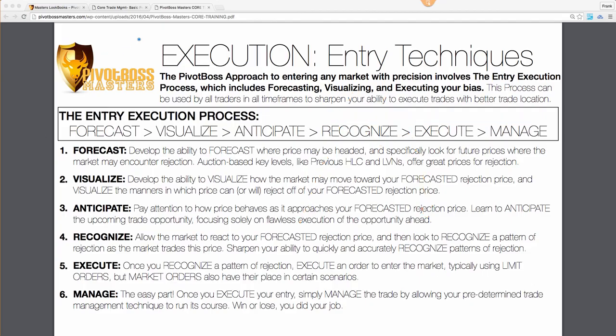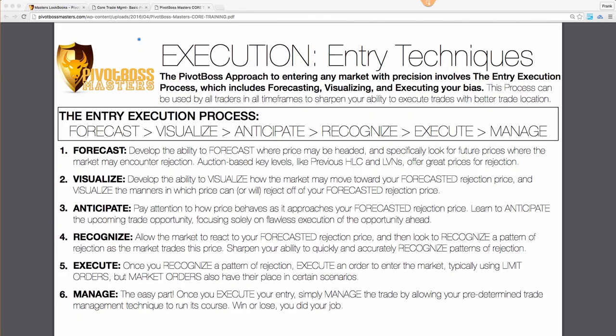Execute using one of the entry techniques that we talk about. Execute using a retest order, or retest entry, or execute using a threshold entry where we're using a stop market order. Execute using an ambush entry. However you do it, execute, right? Typically, you're going to be using limit orders. Sometimes market orders have their place as well, and that's when you'd be using a threshold entry.